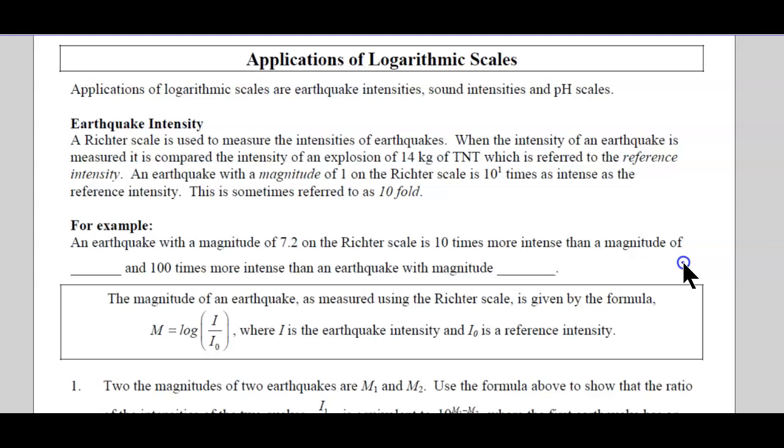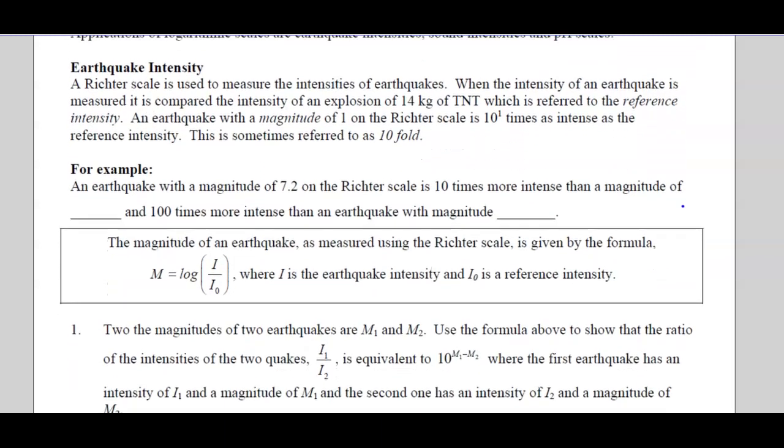So an earthquake with magnitude 7.2 on the Richter scale is 10 times more intense than a magnitude of what? 6.2. It's got to be a smaller magnitude. For each increase by 1 in magnitude, the earthquake is 10 times more intense. So it's 100 times more intense than 5.2. 100 is 10 squared.